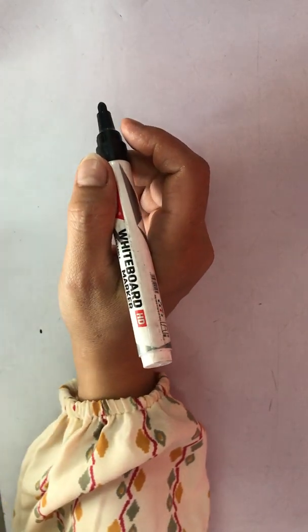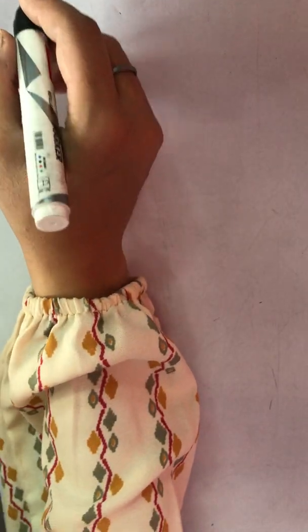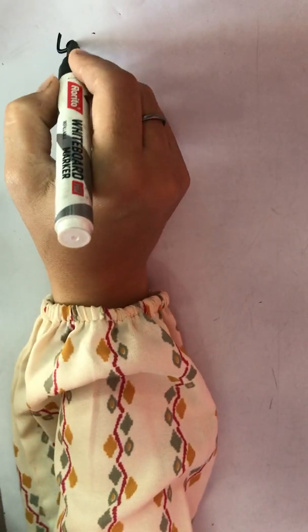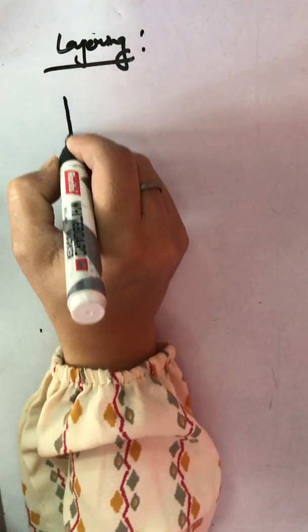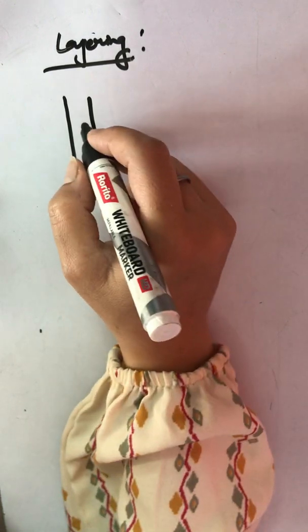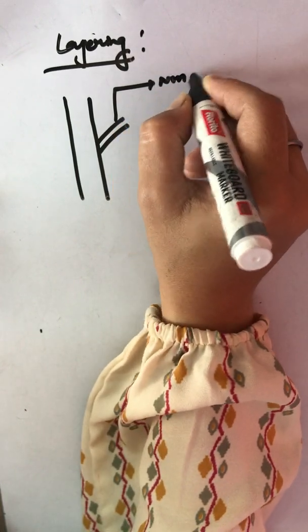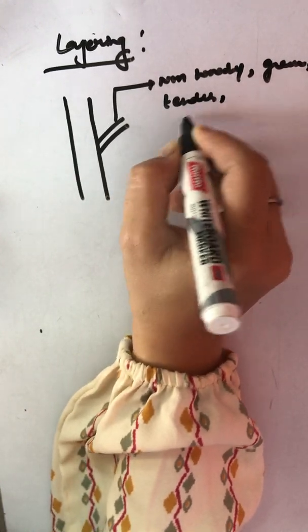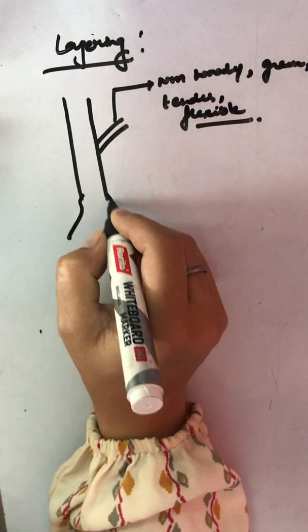Layering is also a method where roots are artificially induced on a stem or branch. Here we select a plant and a branch which is again non-woody, green, tender, and flexible. Why? So that we can pull it and fix it in the ground.